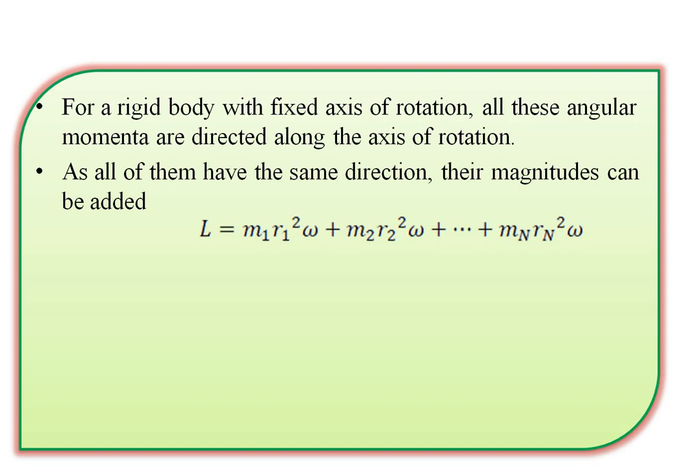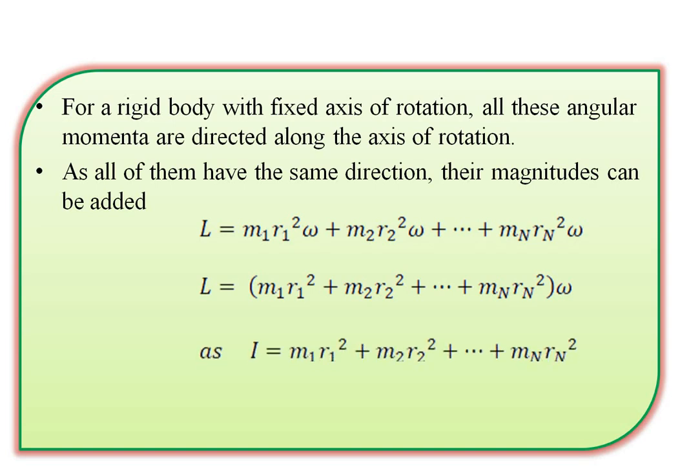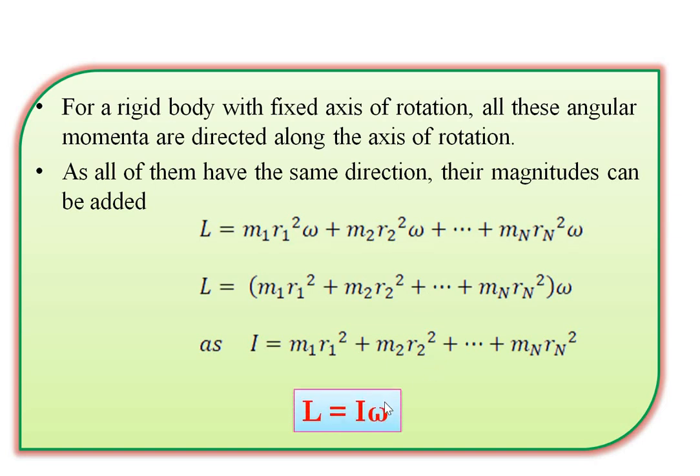Simplifying this relation, we get L is equal to, inside the bracket, M1 R1 square plus M2 R2 square up to Mn Rn square, and outside the bracket, omega. As we know, the moment of inertia I is equal to M1 R1 square plus M2 R2 square up to Mn Rn square. So simplifying this relation, we get L is equal to I into omega. This is the expression for angular momentum in terms of the moment of inertia.